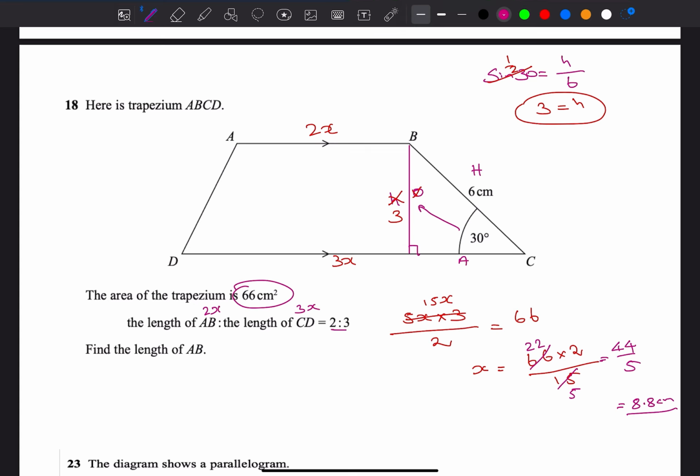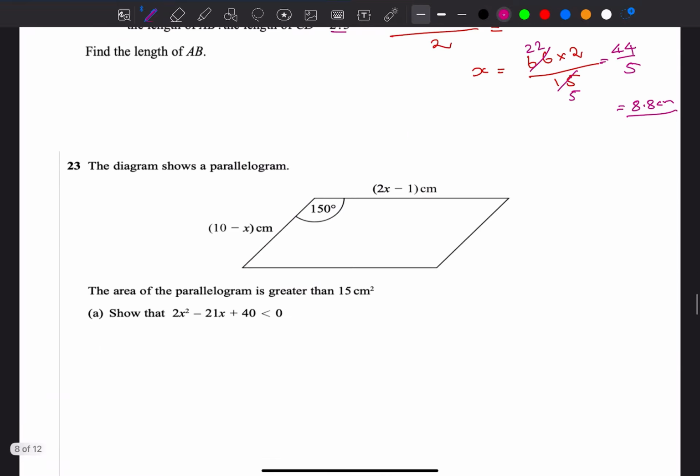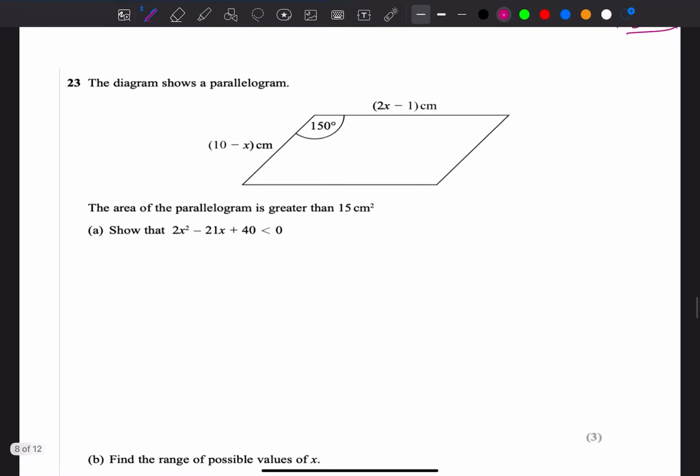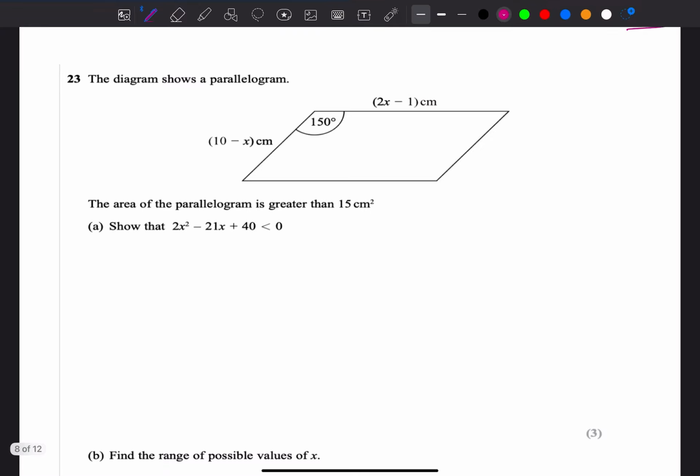Okay, simple. Next one. Area of parallelogram. Always, the key to do parallelogram, you cut the parallelogram in half and then work out the area of one triangle, this triangle. Work out this area and then double it. Okay, the area is greater than 15.